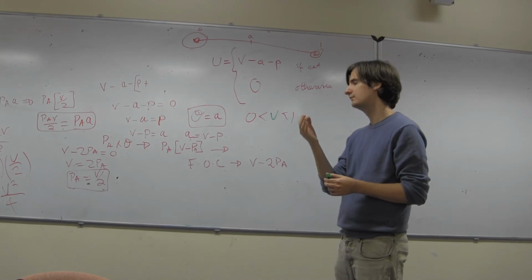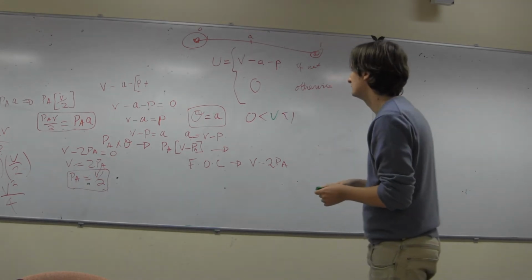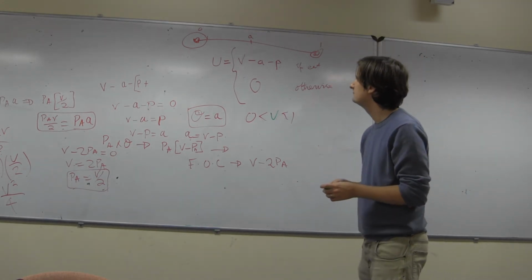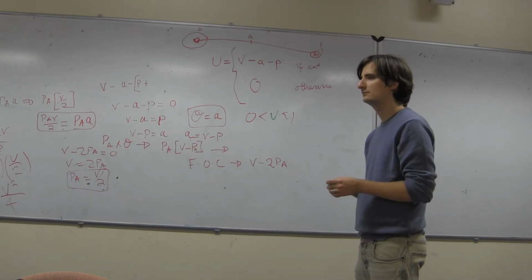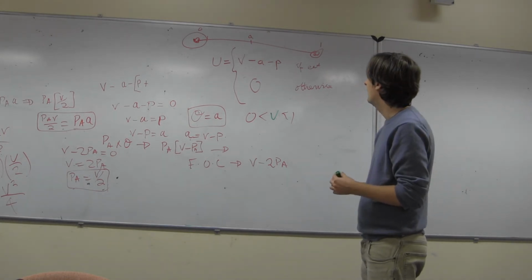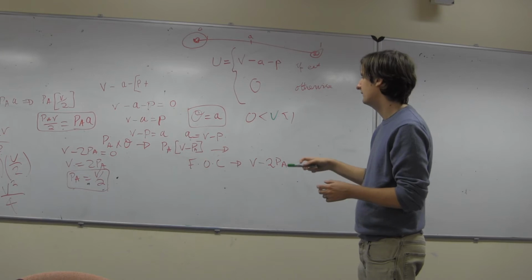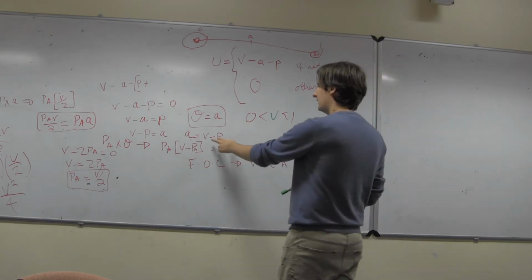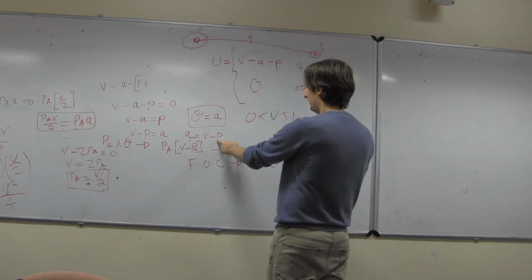We wouldn't have been able to find the indifferent consumer, would we, if v is greater than 1? Okay, so the indifferent consumer was at v minus p.